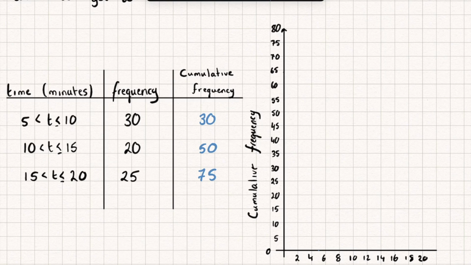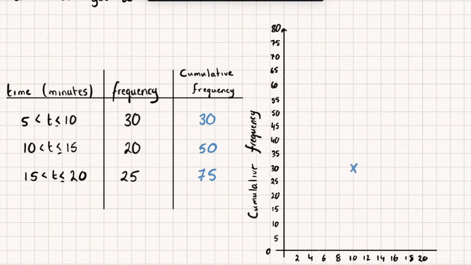So once you've calculated your cumulative frequencies, what you're going to do is plot them onto your graph. The way you do this is by plotting the upper bound of your class against the cumulative frequency. So for the first row, I take my upper bound to be 10, so I go to 10 minutes, and there are 30 people who took 10 minutes or less, so I go up to 30 on my cumulative frequency and I draw a cross, like so.